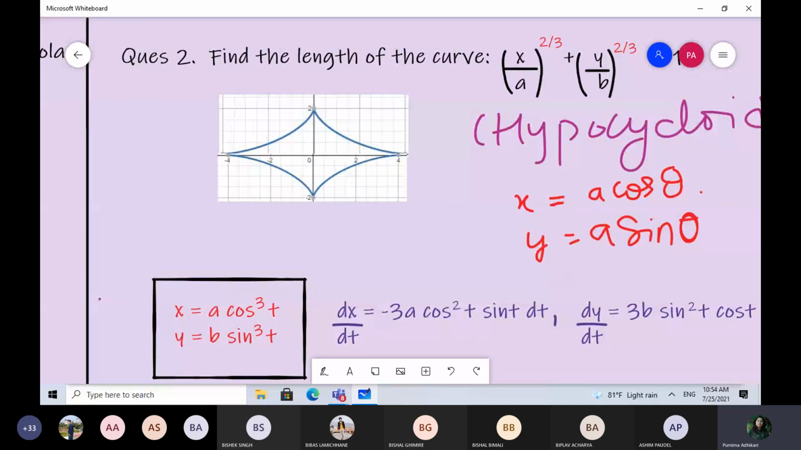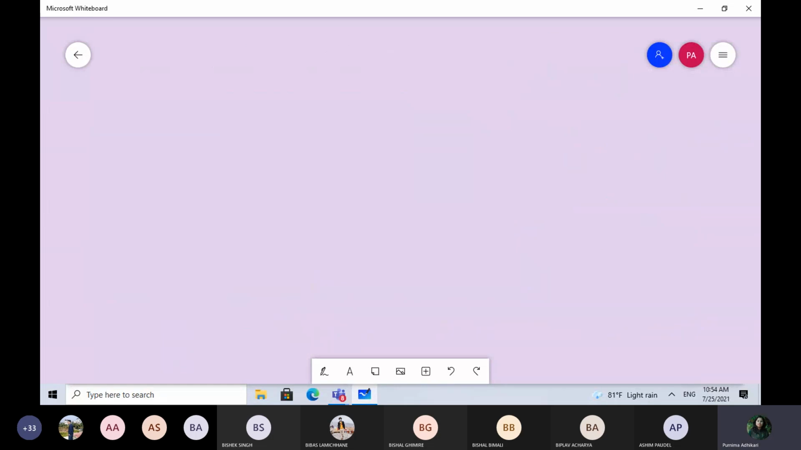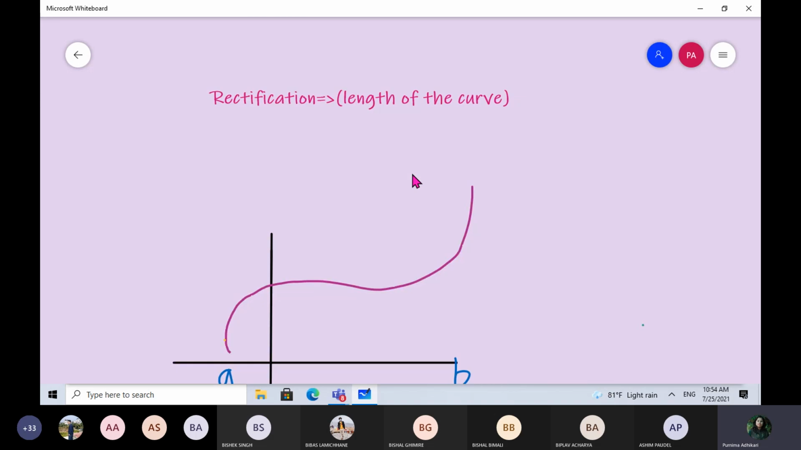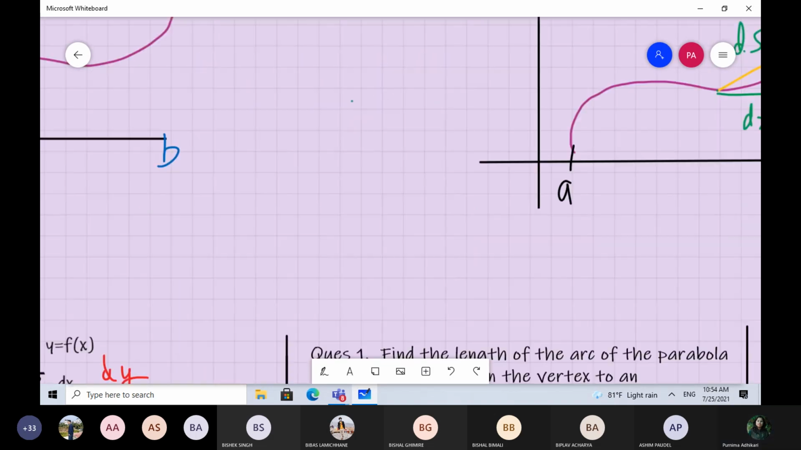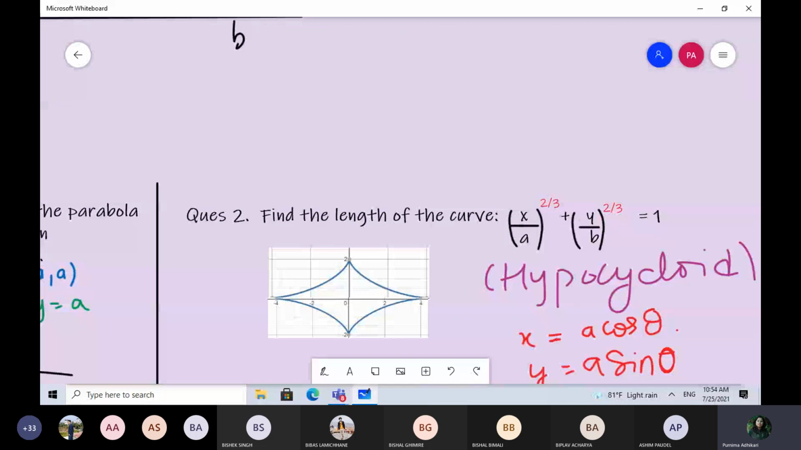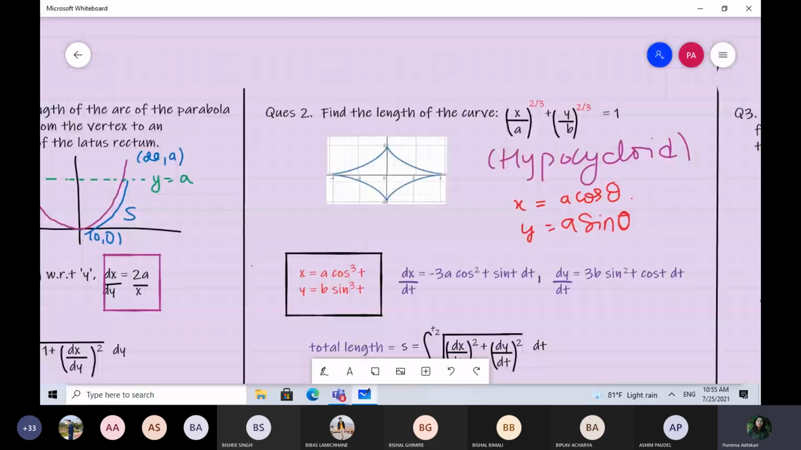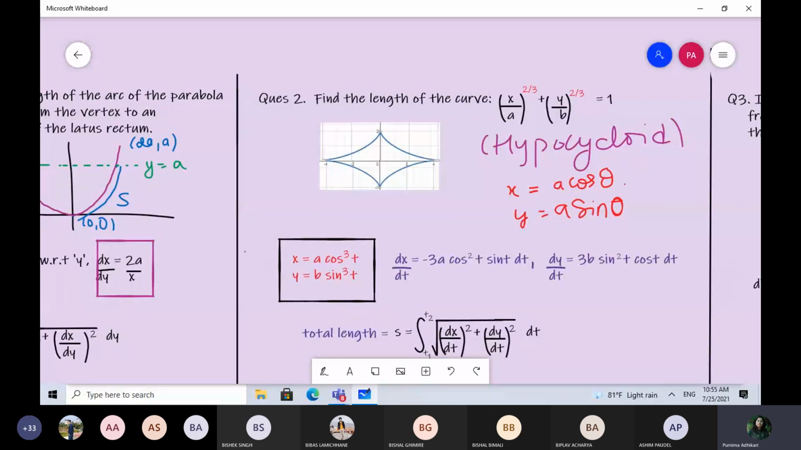Now you have to find the perimeter of the hypocycloid. Perimeter means total length. Before we move on, let's decide the limits of integration. Always remember that we take the minimum possible limits of integration. So what will be the change in theta?